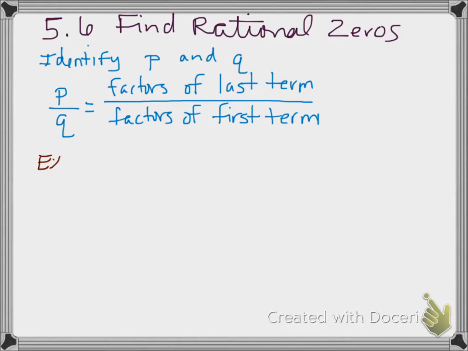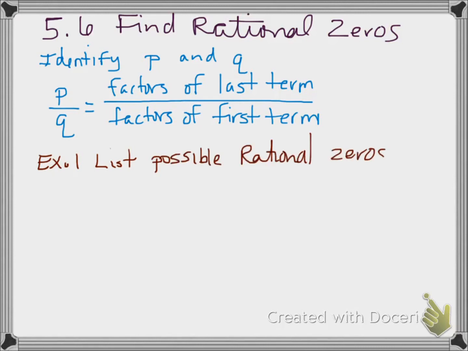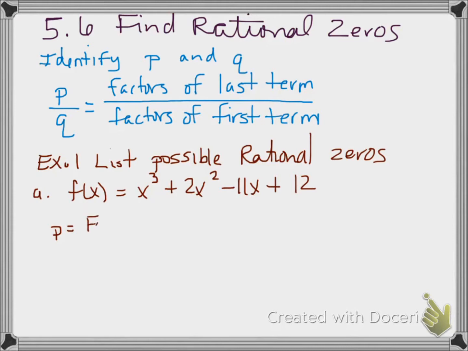Now, in the first example, you already have it in your notes, so quickly we're going to try to list all the possible factors by identifying P's and Q's. Your problem is given to you, and there it is. We know your P is going to be, once again, the last number. The last number there is a 12. Now factors of 12 would have to be a positive or negative 1.